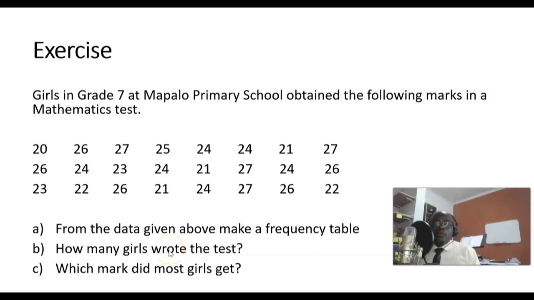Okay, and I don't want you to just count these numbers here. I want you to count the frequencies, okay? Total it up. And what number will it give you? Then C, which mark did most girls get? So what was the most common mark which a lot of pupils scored?